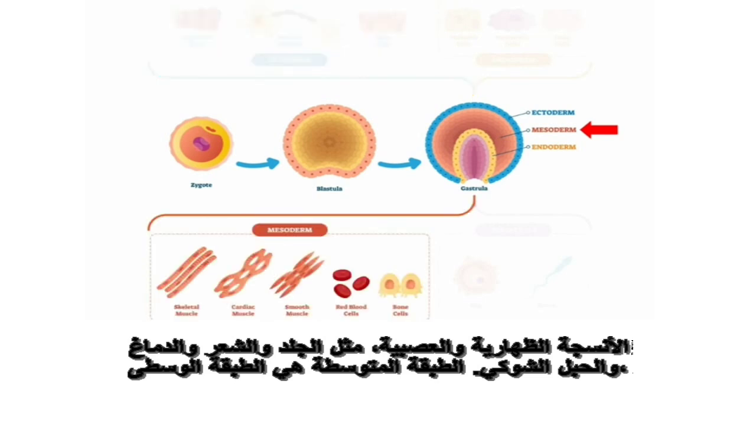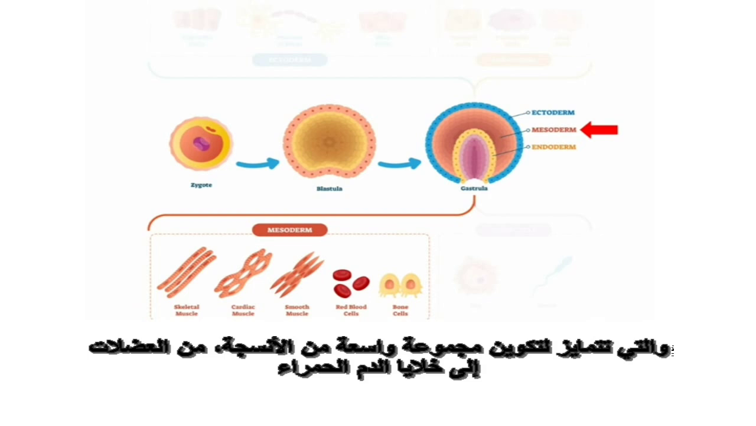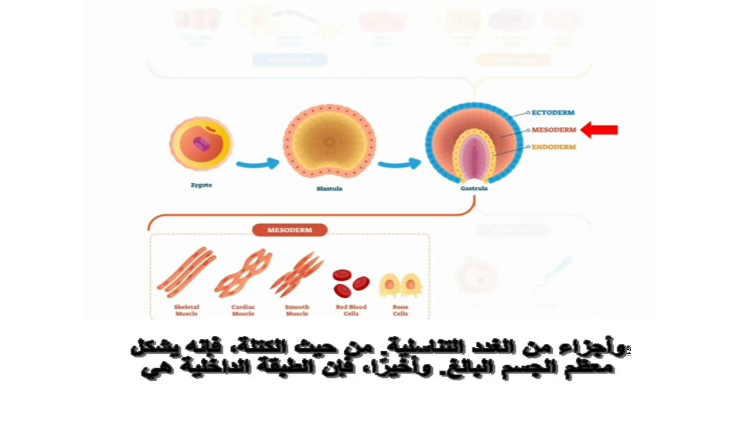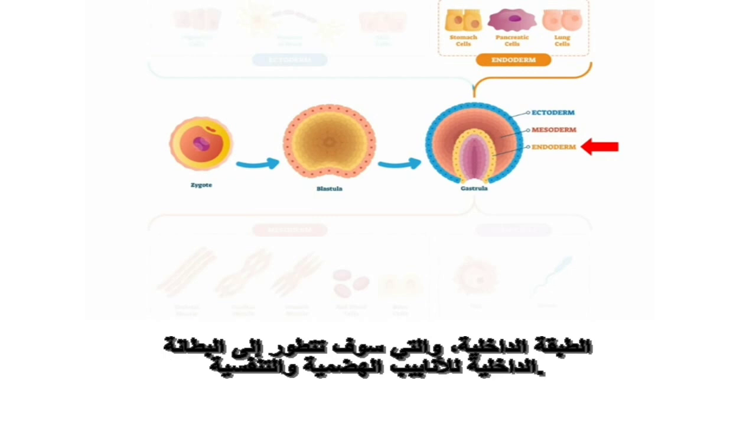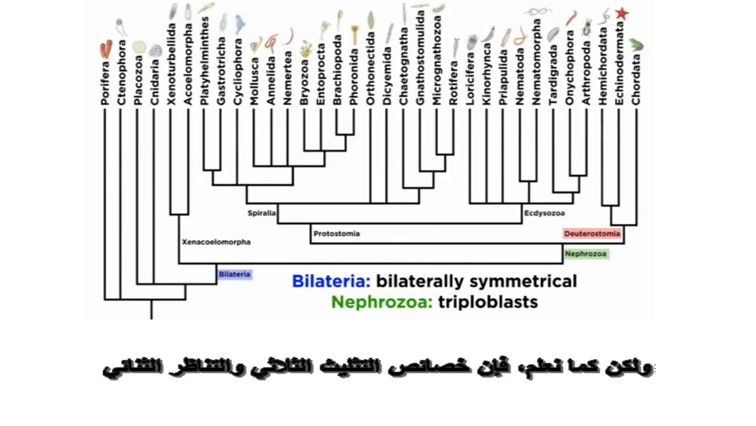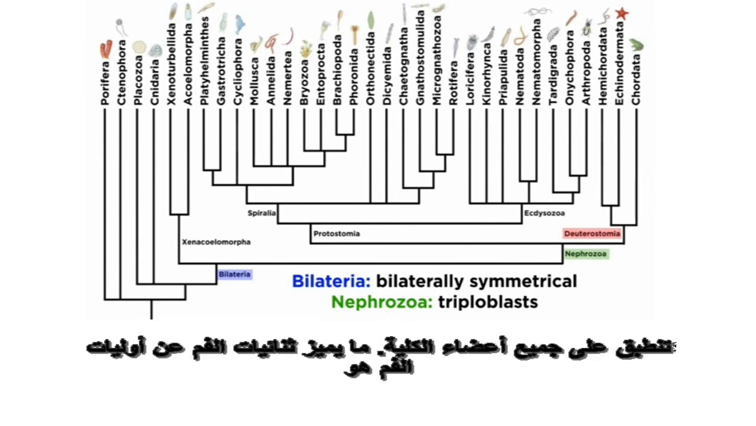The mesoderm is the middle layer, which differentiates to become a wide range of tissues, from the muscles to red blood cells and parts of the gonads. By mass, it will make up most of the adult body. Finally, the endoderm is the inside layer, which will develop into the interior linings of the digestive and respiratory tubes. But as we know, the characteristics of triploblasty and bilateral symmetry apply to all members of Nephrozoa.